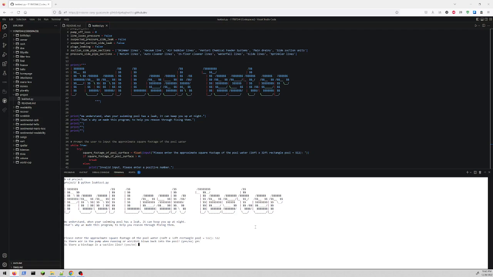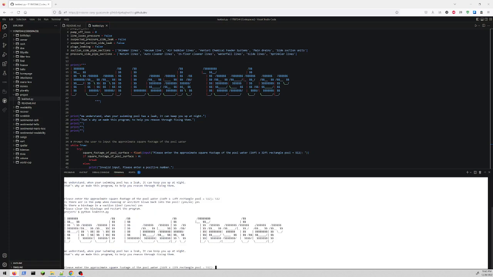Okay. Well, if there's air in there and or there's stuff coming back in, you could say, well, maybe there's a blockage in the suction line. And you say, okay, is there one? Yeah, let's pretend there is. Okay, it says, please clear the blockage and then restart the program. All right, so that would invalidate our data. So we've got to clear the blockage and restart. All right, fine.